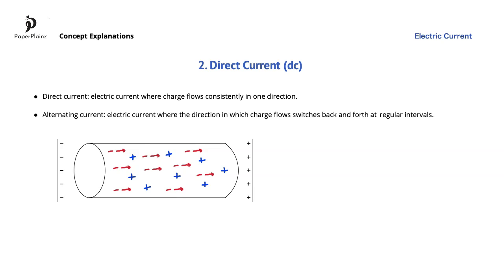Let's see how to find the size or magnitude of this current. Imagine that we're standing at point P, observing the charge that is passing us.